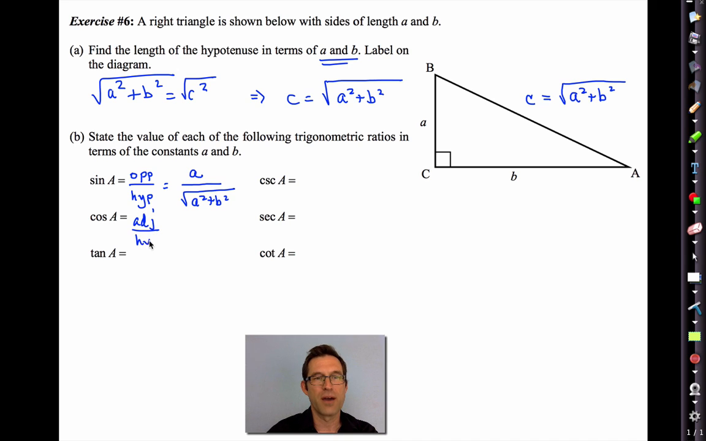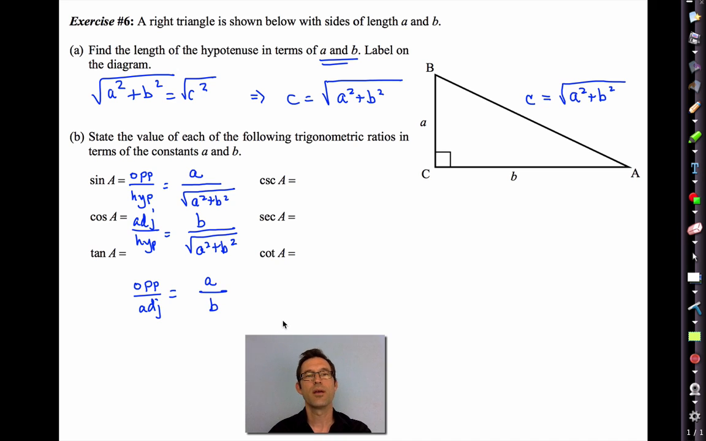Adjacent over hypotenuse, which is going to be B divided by the square root of A squared plus B squared. The tangent of A, well, that's going to be opposite divided by adjacent, and that turns out to be the simplest of them all, A divided by B. Now, what's cool is that all of these are called the reciprocal functions for a reason.